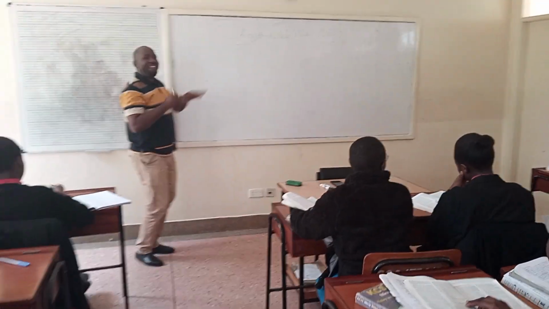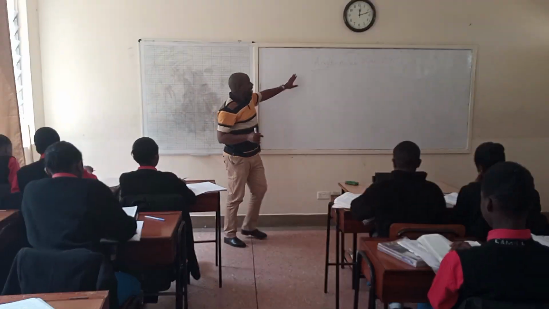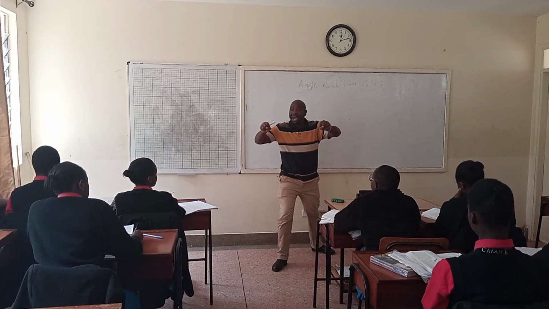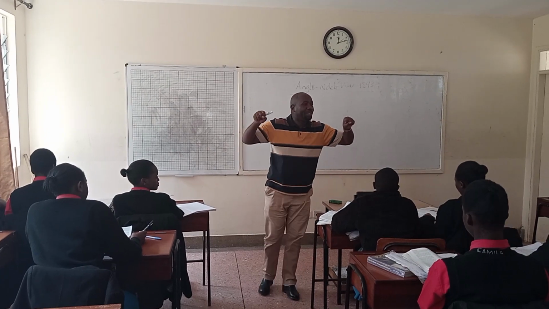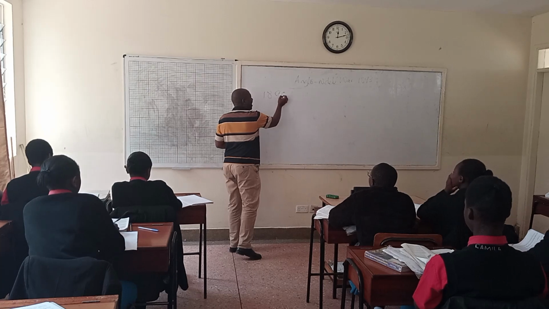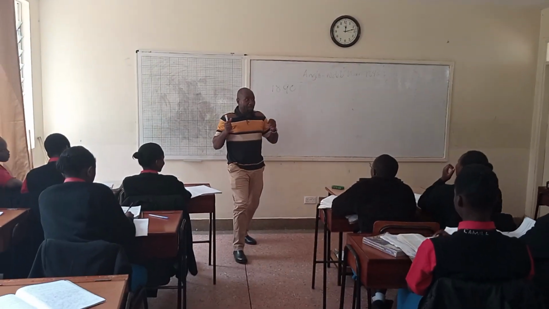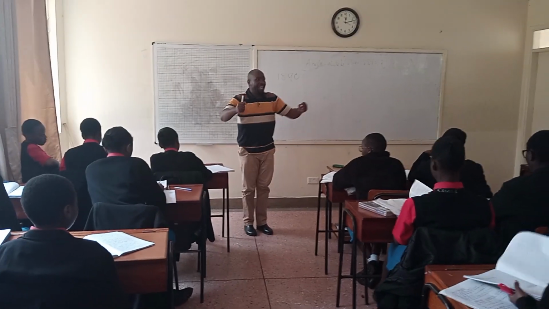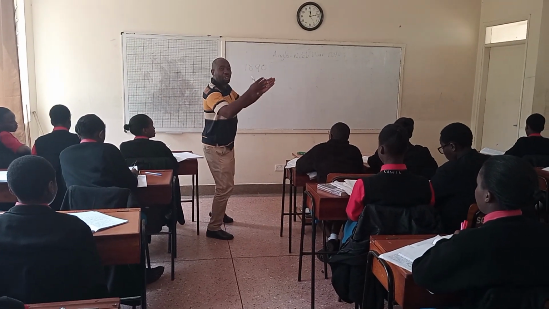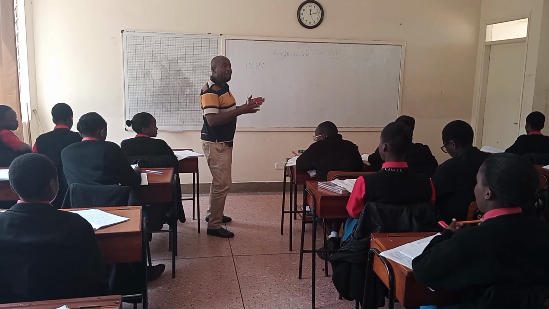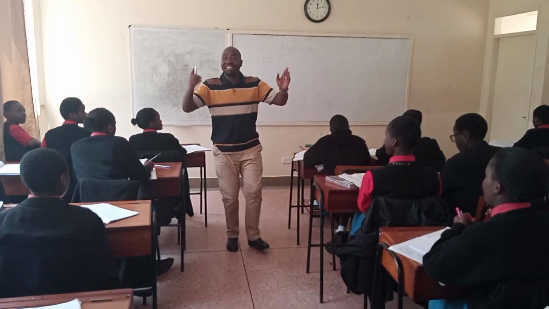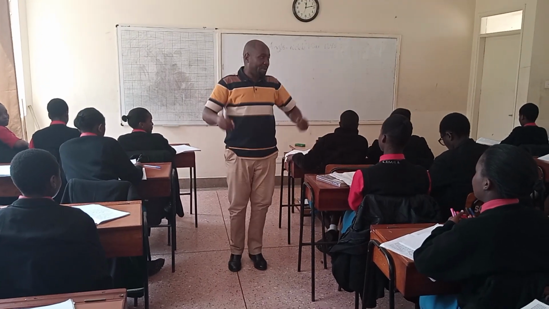Okay, we discovered that the whites came to Zimbabwe in 1890. When they came, they came to an area which was called Mashonaland. In Mashonaland, there were people who were staying there who were known as the Shona people, right?